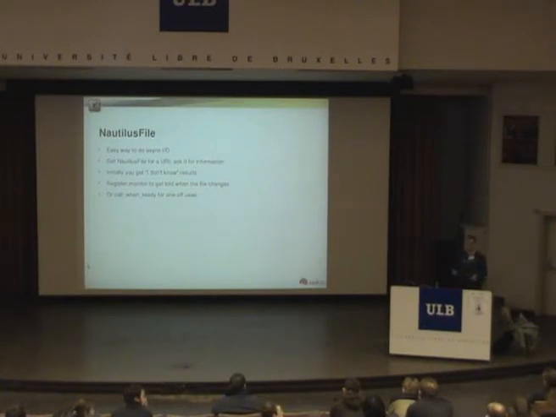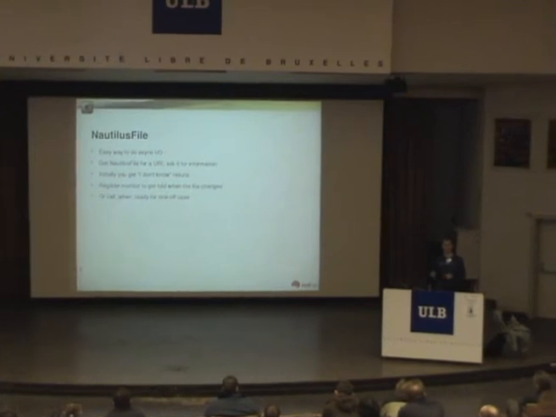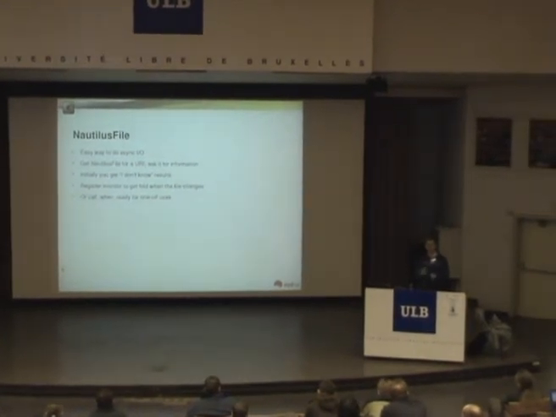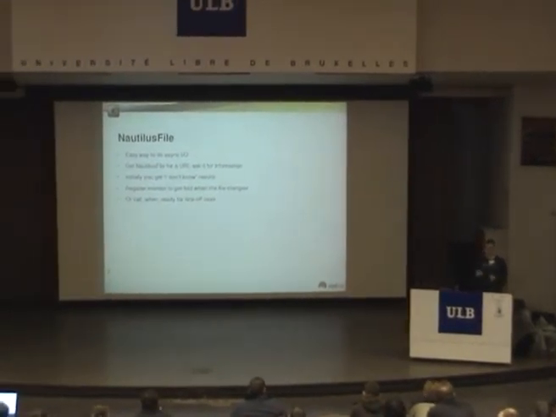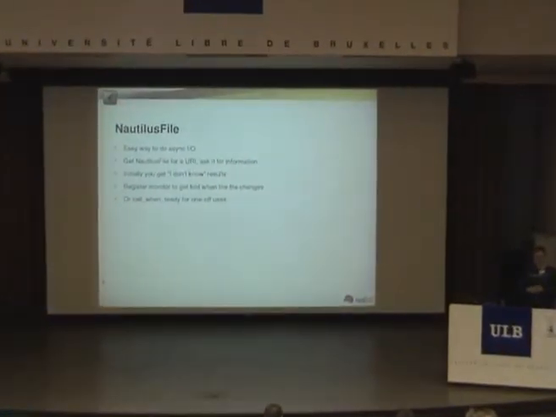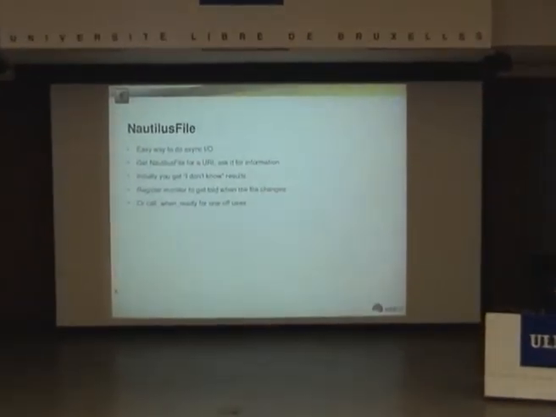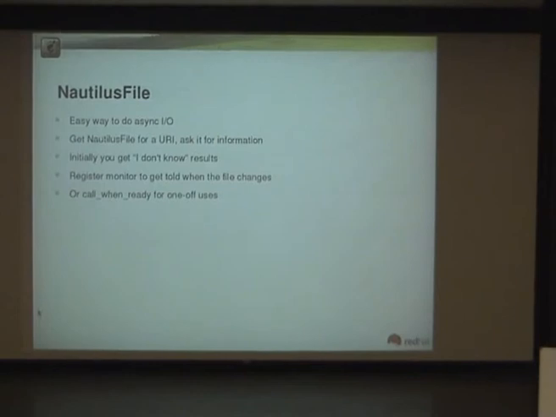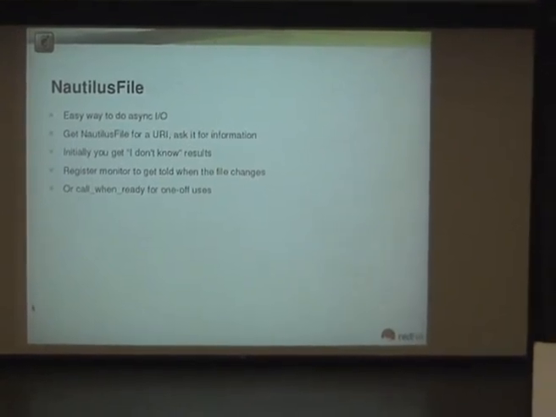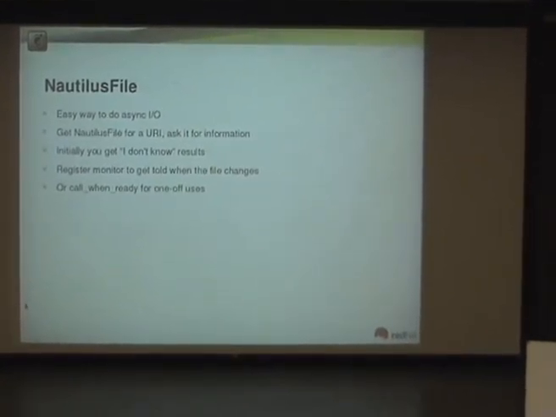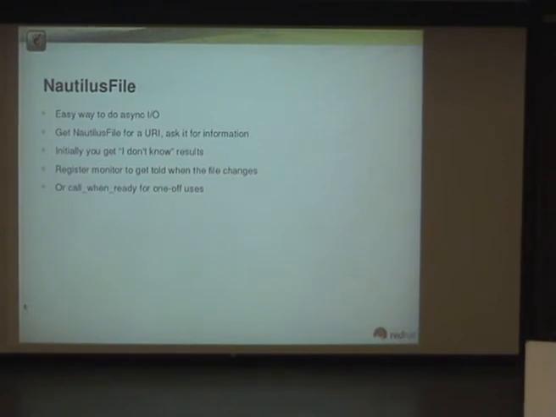The way it works is you ask for a Nautilus file object for your URI. Once you have this object, you can just ask it for whatever data you want. Say you want the size, you just call get size. However, if the first time you call it, it doesn't know anything about the file, it will just return that it doesn't know the size.